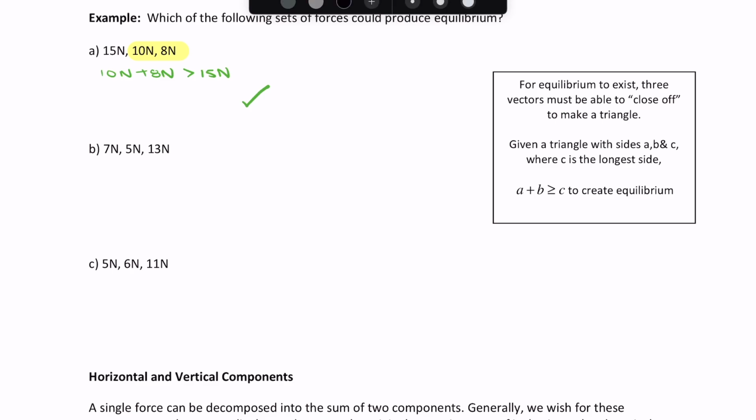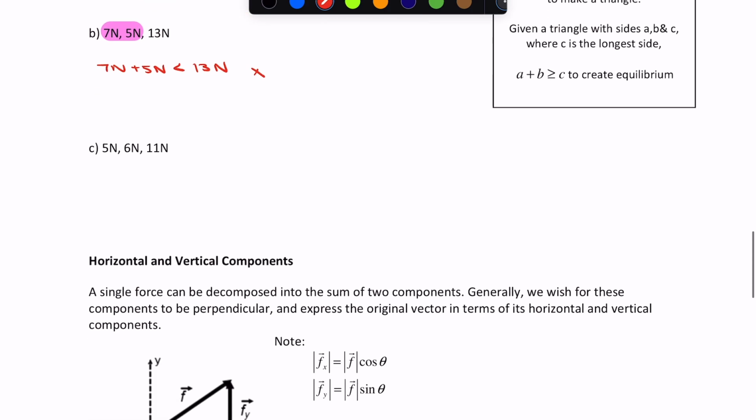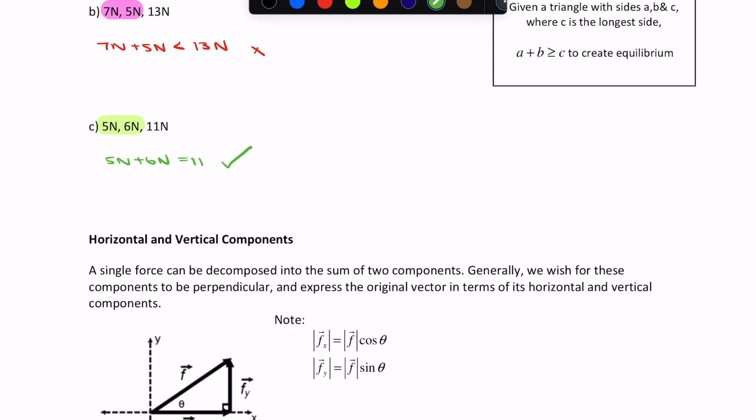Here we have our longest side is 13, so 7 newtons plus 5 newtons is less than 13 newtons, so that does not produce equilibrium. And then here we have 11 newtons being the longest side. So here, if we add 5 newtons plus 6 newtons, that is equal to 11, which again does produce equilibrium.